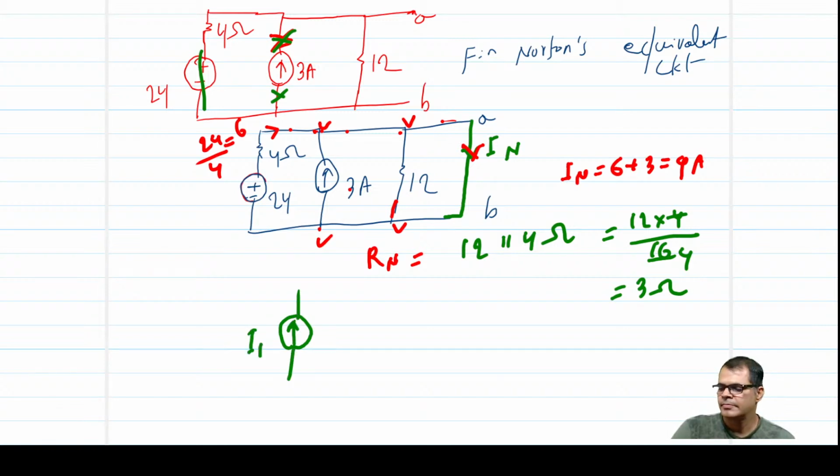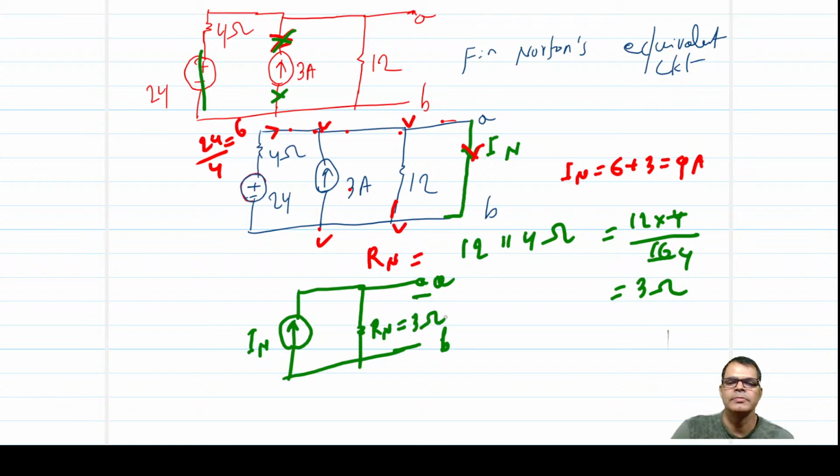So now the Norton equivalent circuit: this is A and B, this is the RN which is 3 ohm, and IN is equal to 9 amp. Clear? So quite easily you can do it. Next theorem, and we'll discuss the previous year GATE questions in the next class.